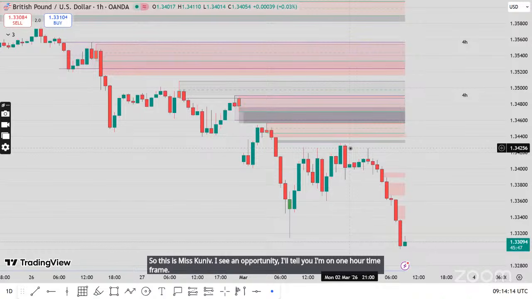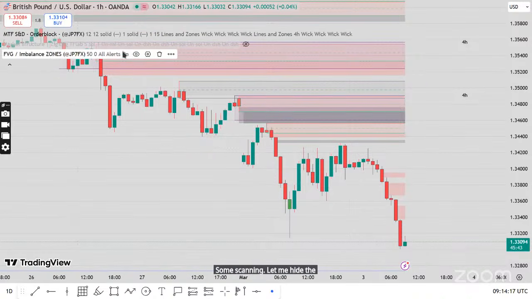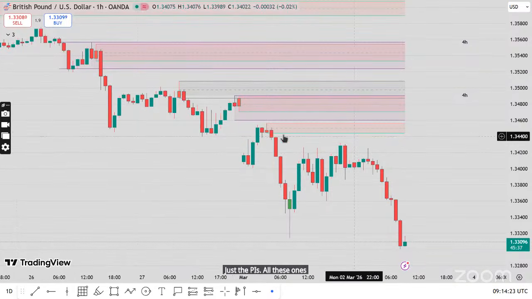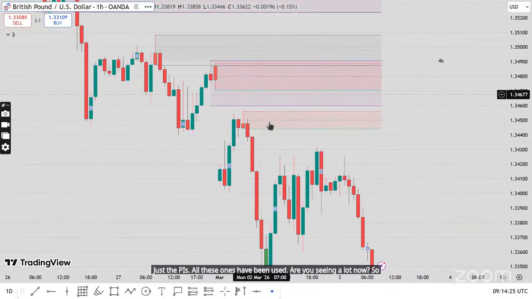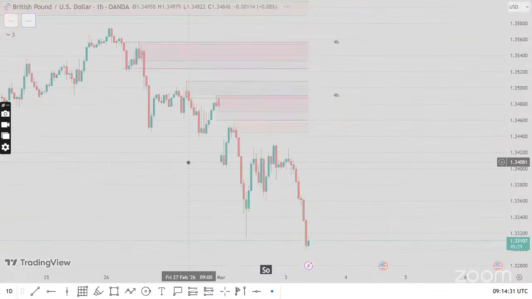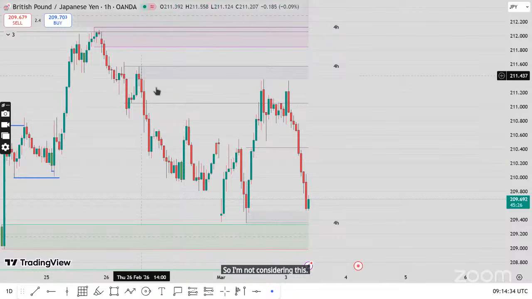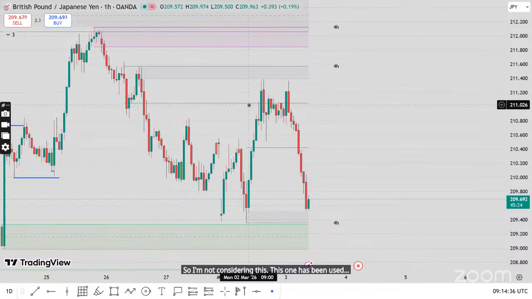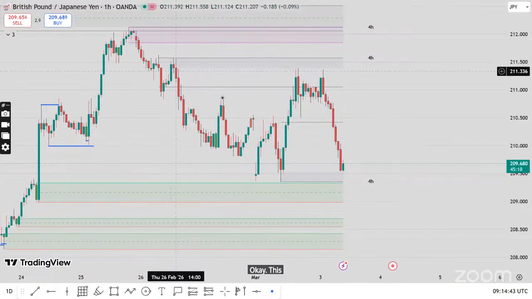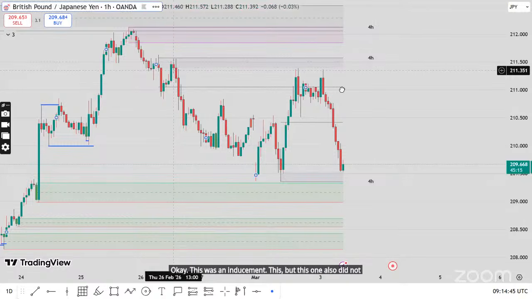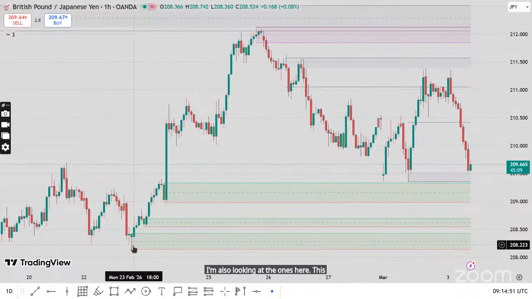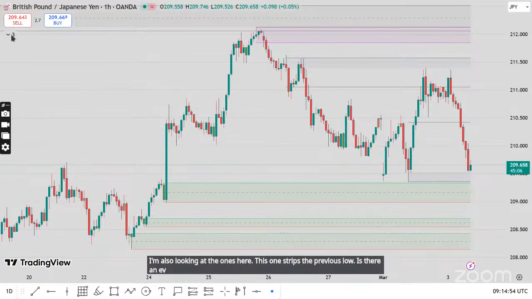So I'm scanning. Let me hide the FVG for now so that I am just looking at the POIs. All these ones have been used. Are you seeing a lot? Now, we have a POI here, but it did not sweep any previous high. So I'm not considering this. This one has been used. Okay. This was an inducement. But this one also did not sweep any previous high. I'm also looking at the ones here. This one sweeps a previous low. Is there an FVG here? So let me check.